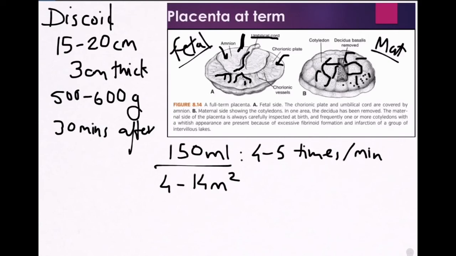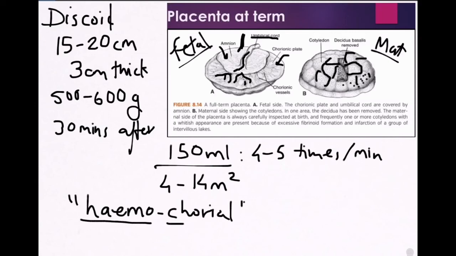Also remember that the human placenta is known as hemochorial because the hemo, or the maternal blood, is in intimate contact with the chorion, that is essentially the extraembryonic mesoderm connective tissue.